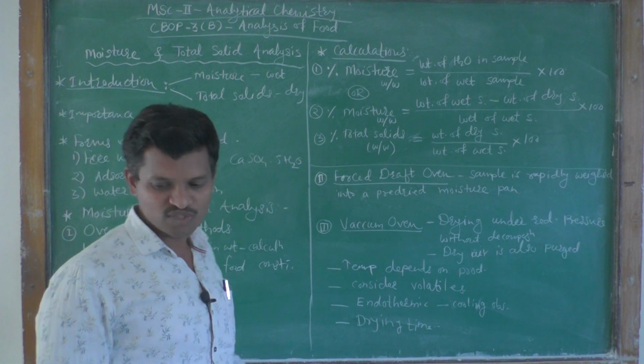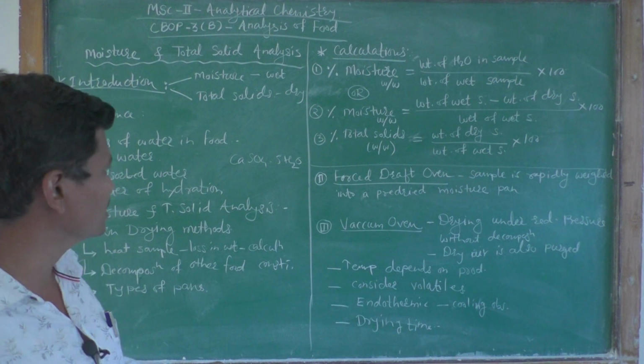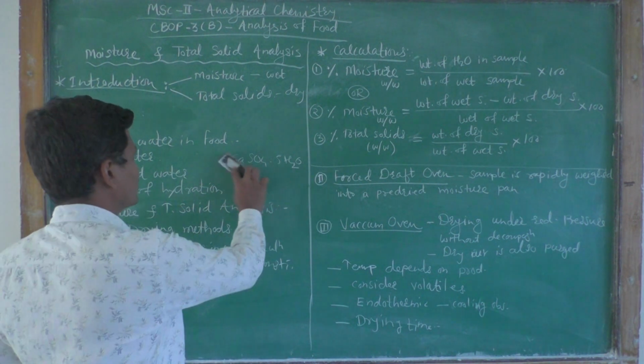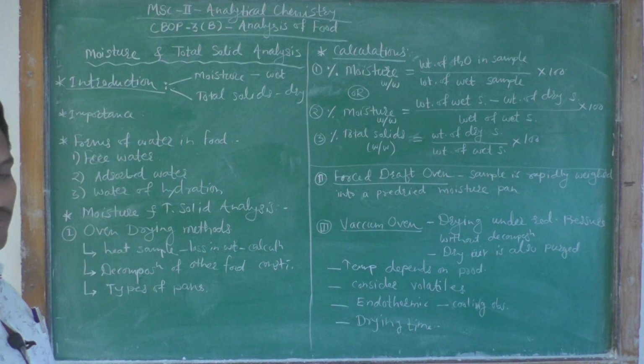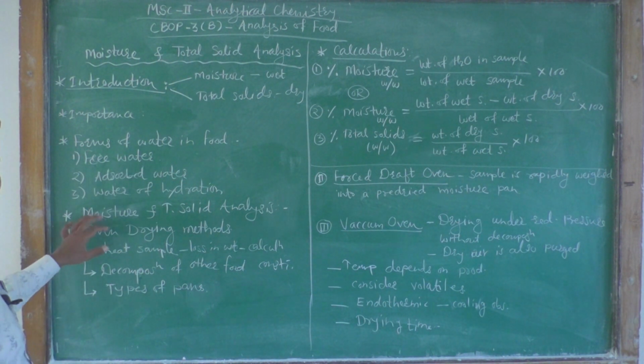In a similar way, these water of hydration molecules are present in the food products. So these are the three different forms of water which are present in the different food materials. Then the next point is moisture and total solid analysis.